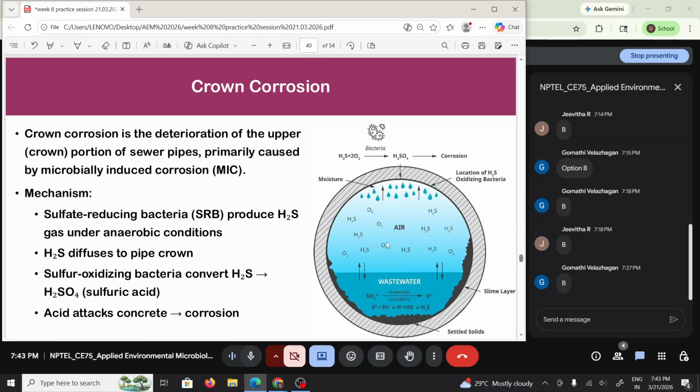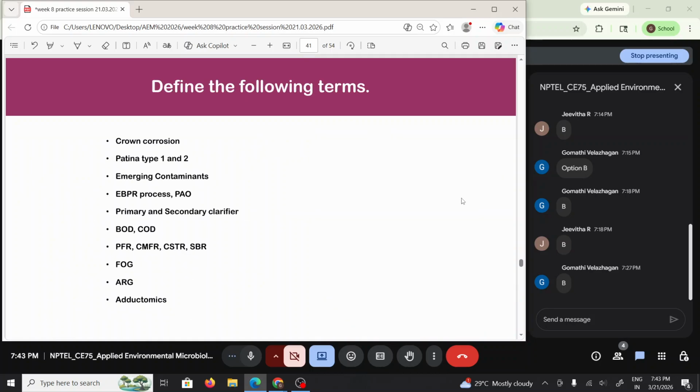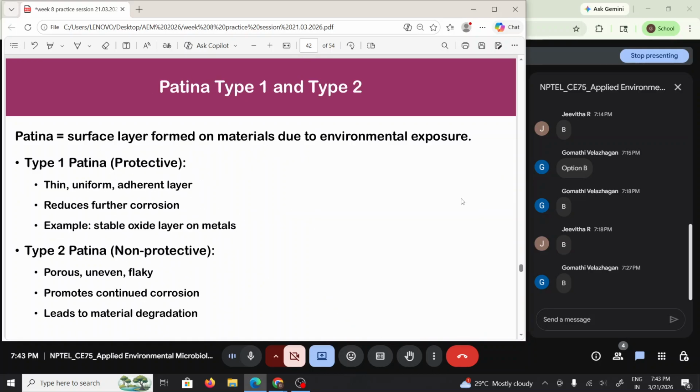Because it is a gas, it diffuses to the top of the pipe, and sulfur-oxidizing bacteria convert the hydrogen sulfide to sulfuric acid. You all know sulfuric acid is again corrosive. This acid attacks the top layer of the concrete and causes corrosion. This is what you call crown corrosion. It occurs at the top of the pipe through which you supply the wastewater or water inside your piping system.